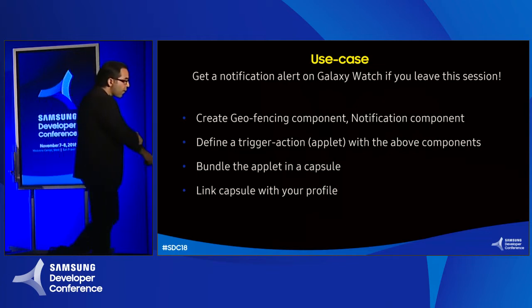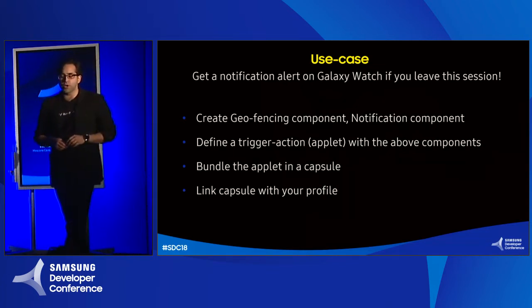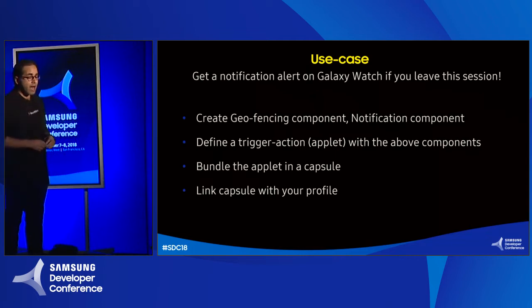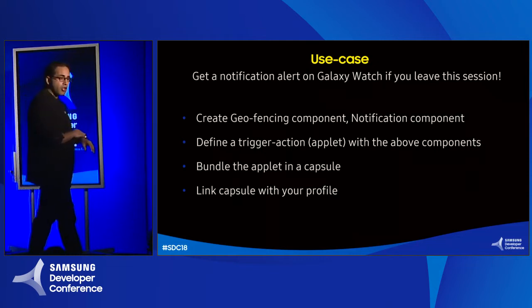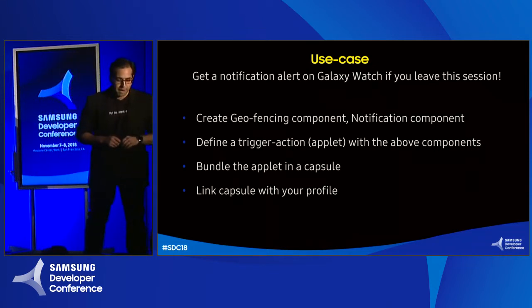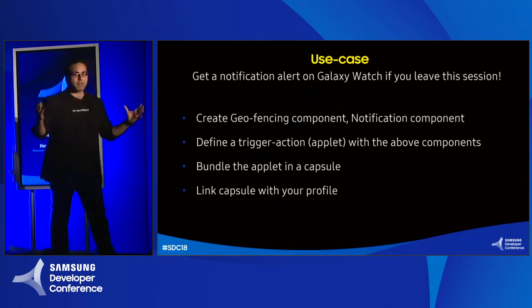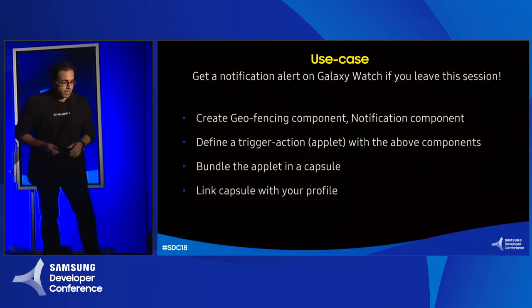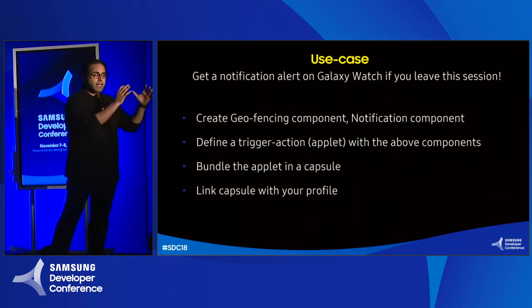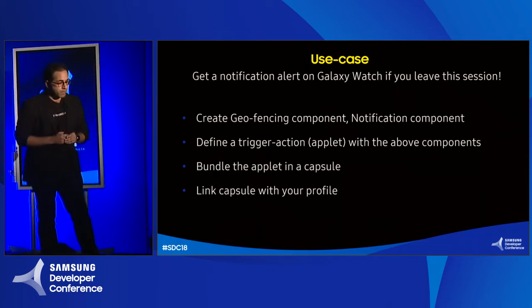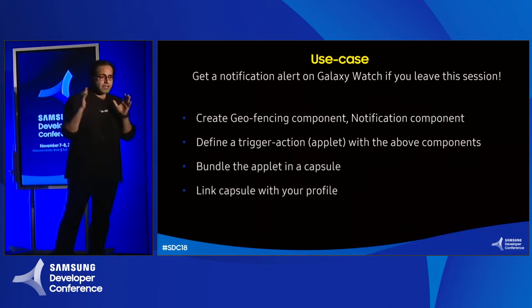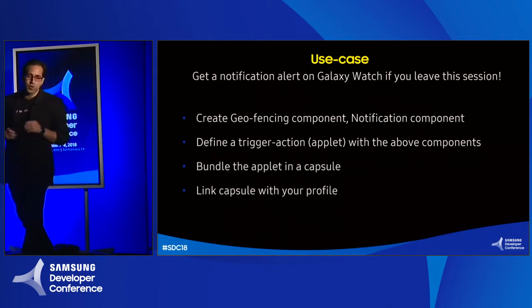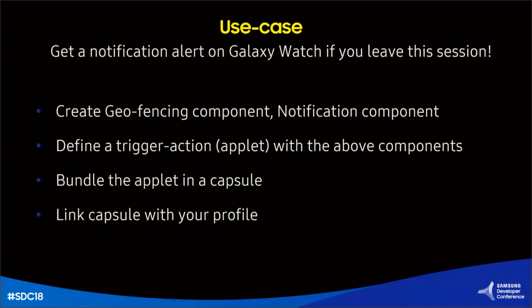So let's take an example where if all of you have a Galaxy Watch and I want to build a service, very simple one, where I don't want any of you leave this room. And as and when you leave this room, you receive a notification on your Galaxy Watch saying, come back to this session. So what you do in this case, let's break down the problem. You create a geofencing component. You have a notification component. You create a trigger and action, meaning that if the user gets out of this geofence, he or she receives a notification. And then you bundle that particular applet with a capsule. Once you bundle that, you link that with your profile. And the profile is the developer profile.